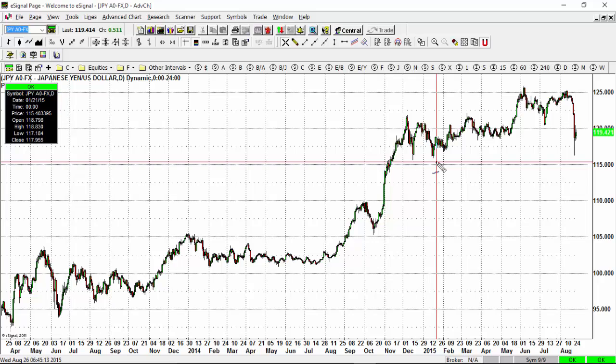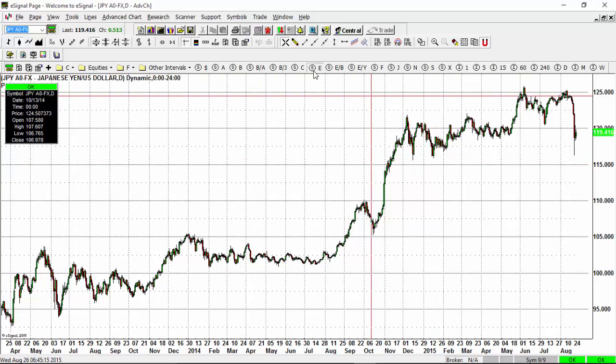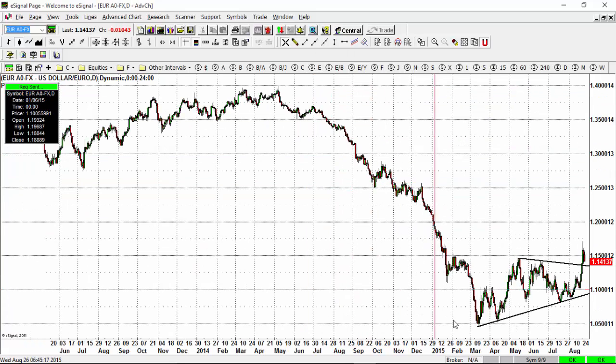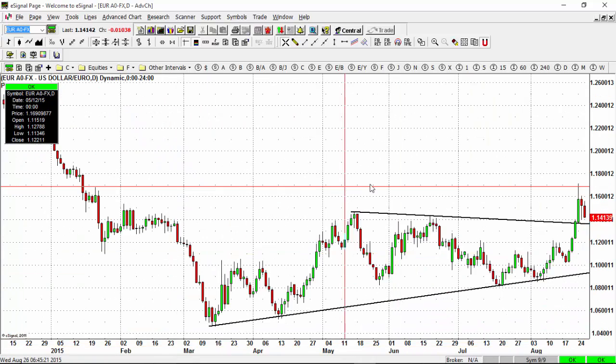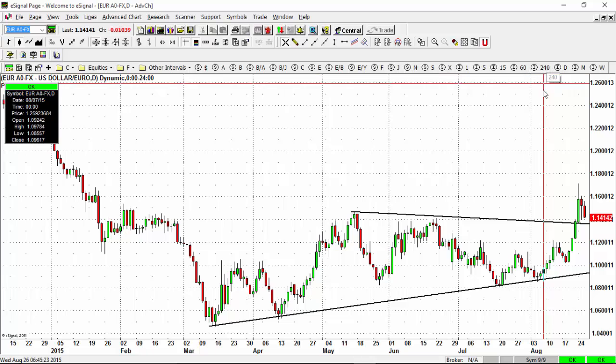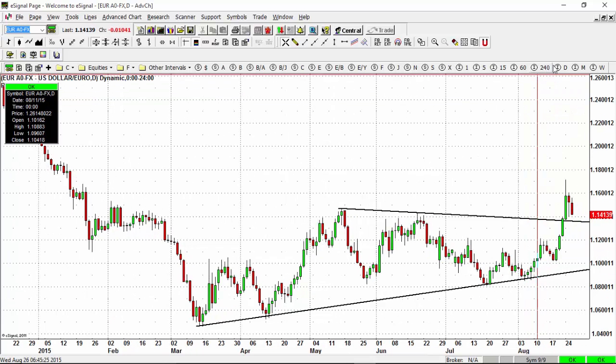Okay, we do have some exciting times in the markets. We're keeping an eye on this breakout scenario with the euro to see if the bulls will step in and bid this market up.